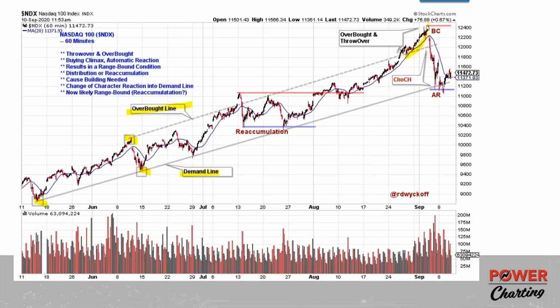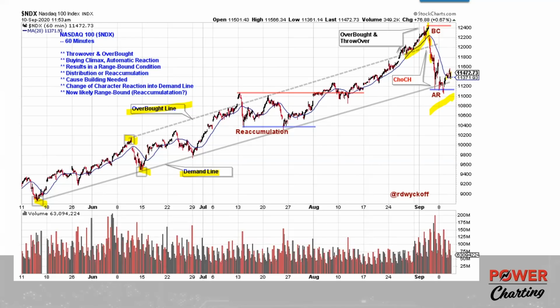We talked about this last week, and then there was a reaction off of that at the day of our last get together in terms of recording the video. But now we've had a very sharp decline, which we would expect off of a buying climax, all the way down to the demand line. So, overbought condition reverses down, and look at the extent, the speed with which the decline has occurred. Automatic reaction goes right to the channel, and now it's attempting to bounce.